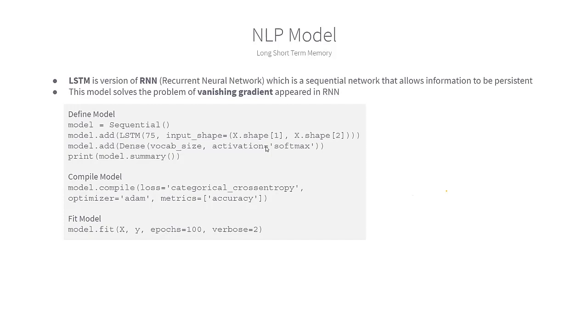The softmax activation is to make sure that we receive a bunch of probabilities for the output equal to the vocab size. For the compile and fit functions, we use categorical cross entropy as the loss function, and for the optimizer we use Adam. And for fitting the model, we use 100 epochs here.